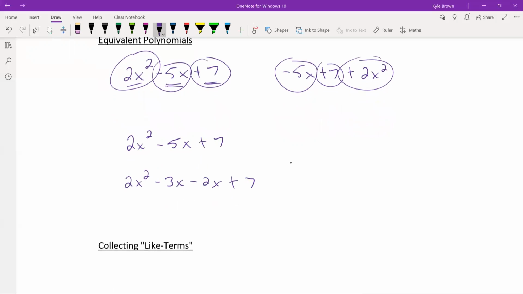Well, those are actually equivalent too. And maybe I'm jumping ahead of myself here, but we'll get to this with the like terms part. Negative 3x minus 2x, I can actually collect those like terms, right? Because they're just x. I'll get to that in a second though. But anyway, that'd be the same thing as 2x. And then I could just go negative 3 minus 2 is negative 5x plus 7. So those would also be considered equivalent polynomials.